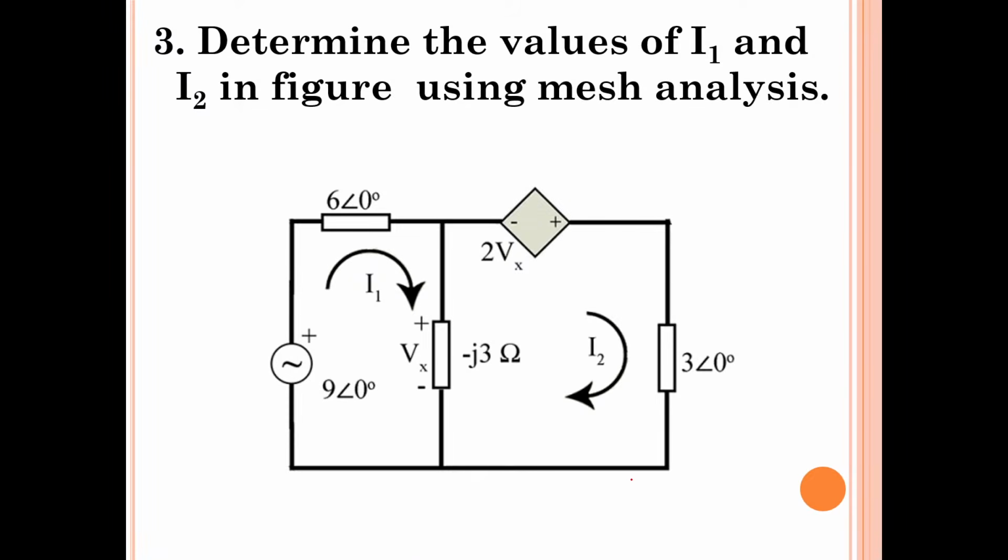Okay, so let us go to the next numerical problem. We have seen a numerical problem using a DC source. We have seen a numerical problem using an AC source. Now let us see a numerical problem using dependent sources. Here we have to determine the values of I1 and I2 in the given figure using mesh analysis.